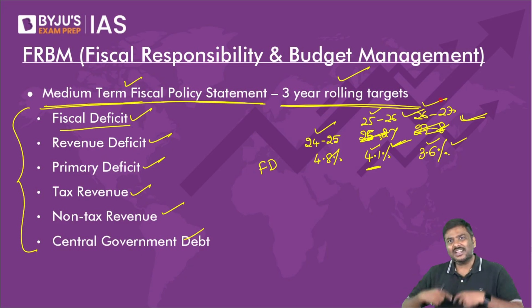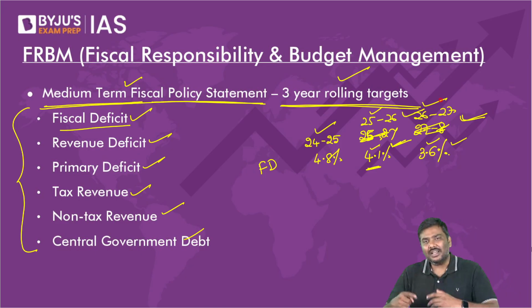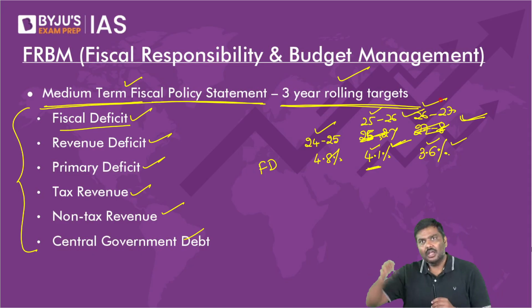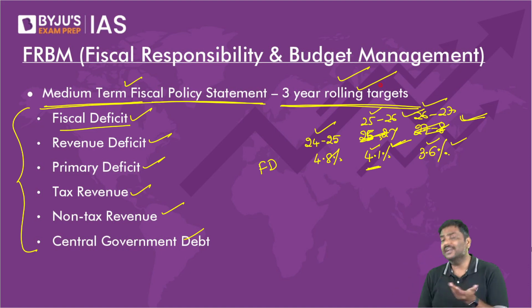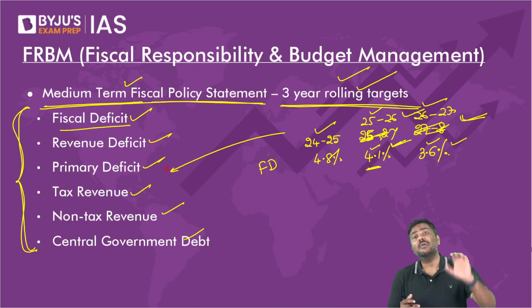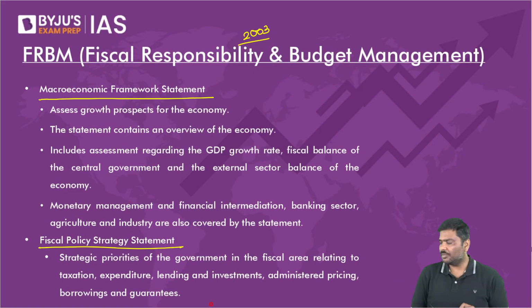Now, can I say this continuous adjustment is nothing but rolling adjustment? Rolling means changing. Rolling is nothing but a concept of changing, right? You're adjusting your targets based on the available data with you. That is the reason these are called rolling targets. So for the next 3 financial years, rolling targets for all these parameters will be published by the government in the budget documents.